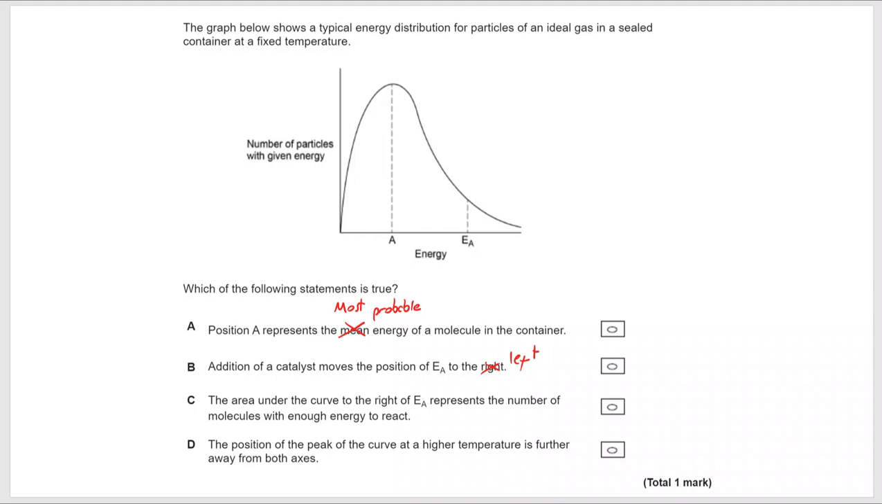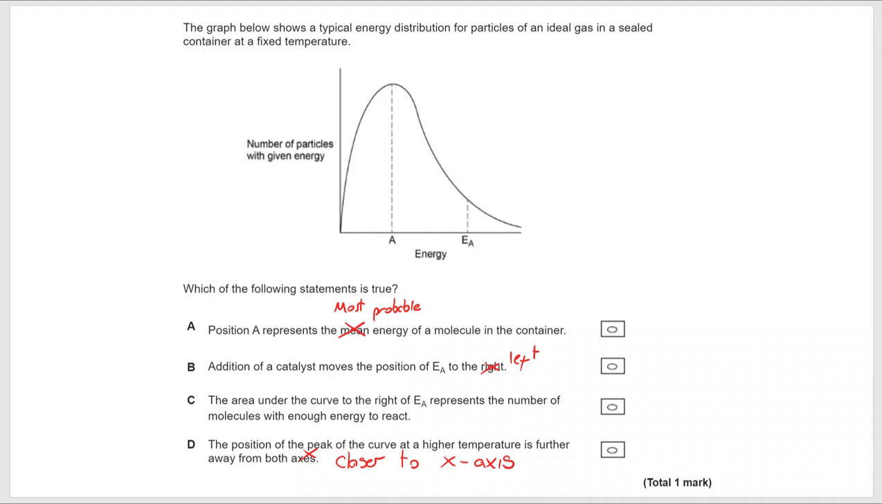Jumping ahead now to D, the position of the peak of the curve at a higher temperature is further away from both axes. No, at a higher temperature, the peak moves to the right and it moves down. That would mean it's closer to the x-axis. So that leaves us with C.